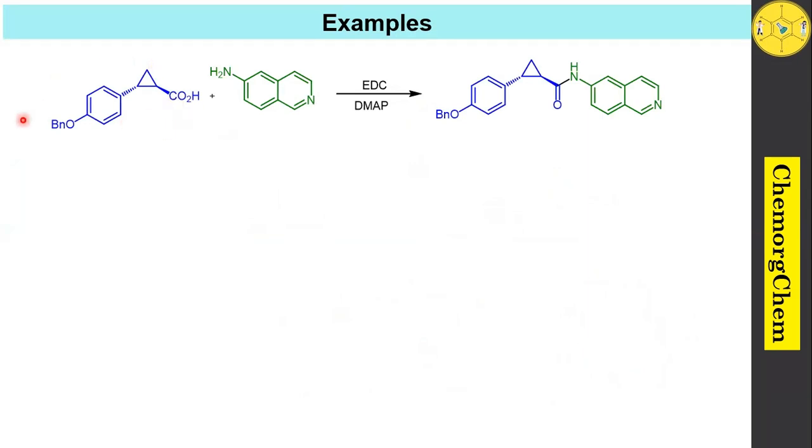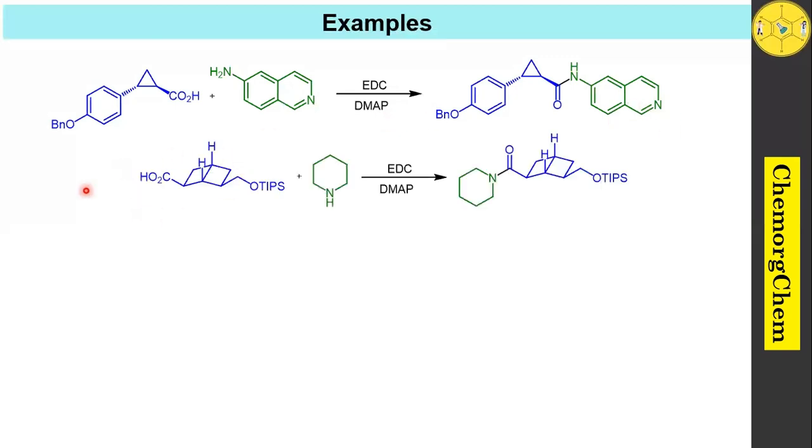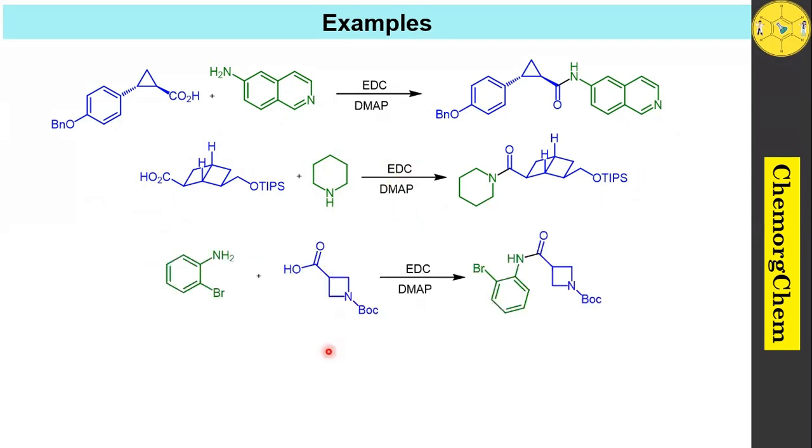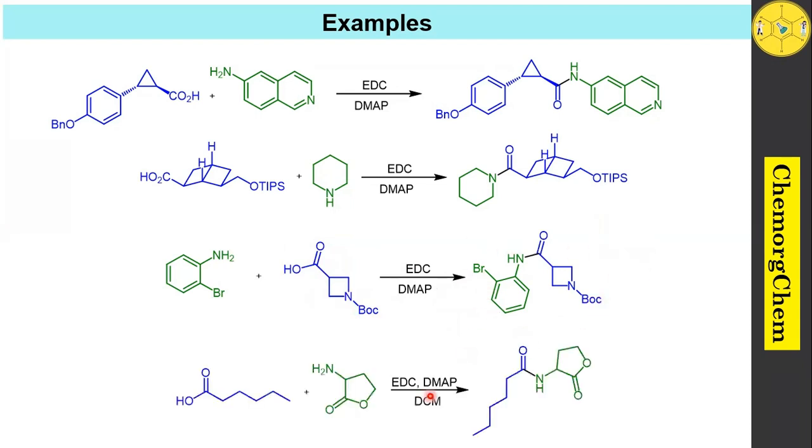Let's see some examples based on amide coupling. Now you see this carboxylic acid reacts with this amine derivative in the presence of EDC and DMAP, which readily produces this corresponding amide product. And similarly, this carboxylic acid reacts with the secondary amine in the presence of EDC and DMAP to produce the corresponding amide product. This is another example, when you take 2-bromoaniline and react it with this acid derivative in the presence of EDC and DMAP to produce this corresponding amide product. And similarly, when you take this carboxylic acid and this amine under DMAP and EDC reaction conditions, it readily produces its corresponding amide product.